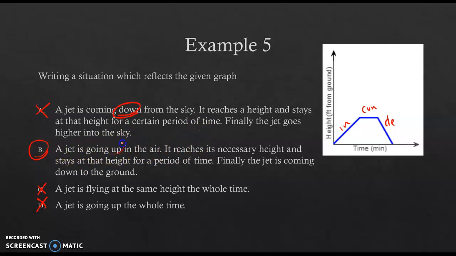A jet is going up in the air. It reaches the necessary height and stays at that height for a period of time. Finally, the jet is coming down. And so that is our increase, constant, decrease written in words. And that's how we use qualitative graphs to represent situations.